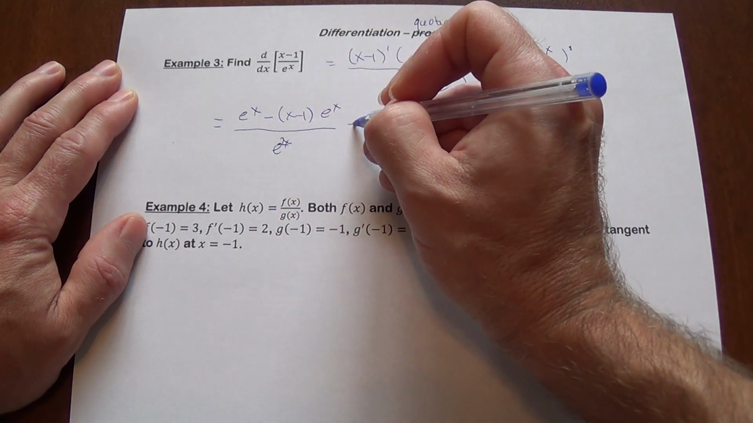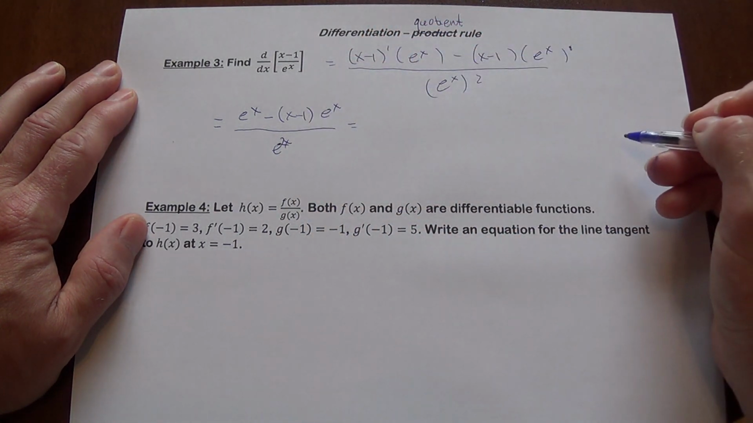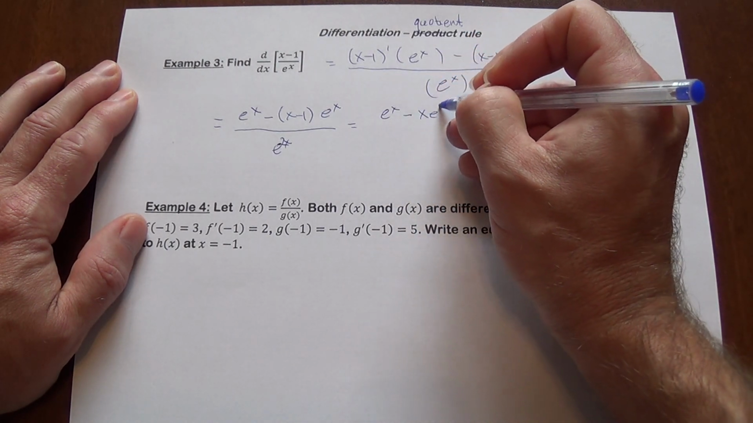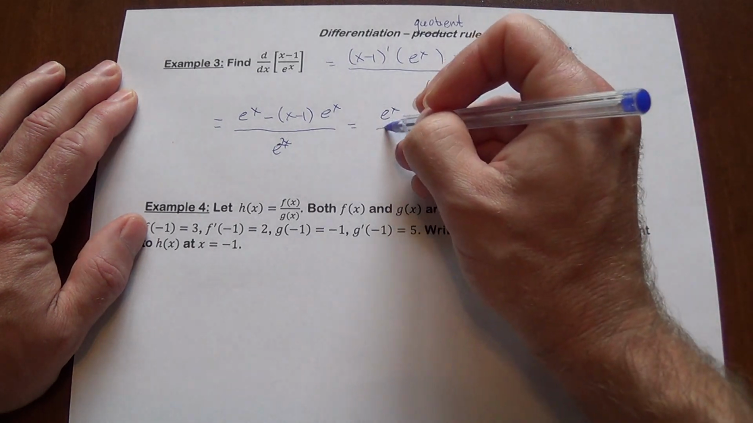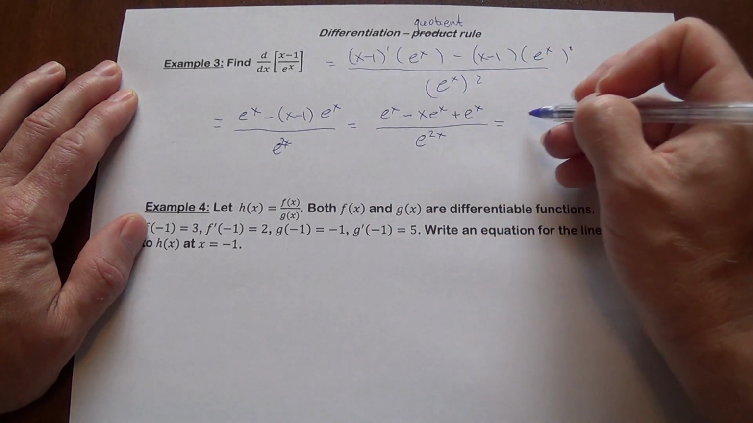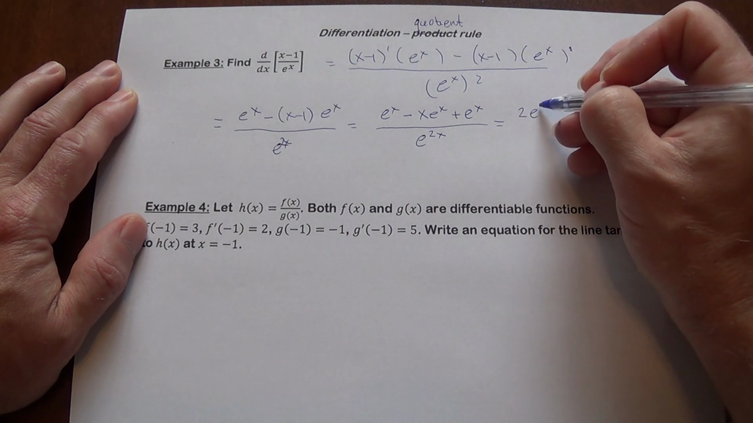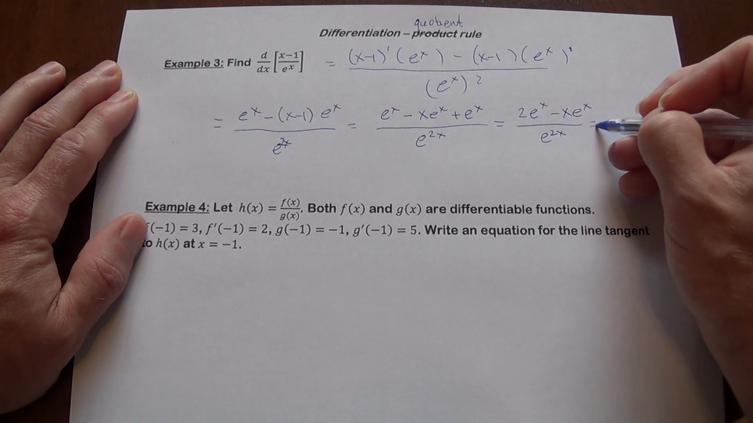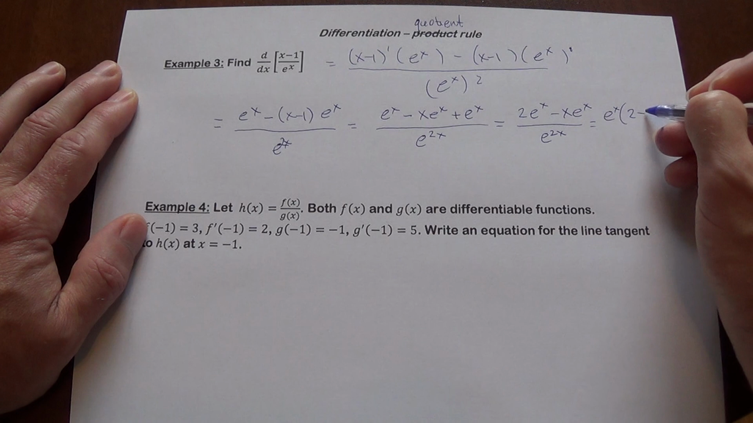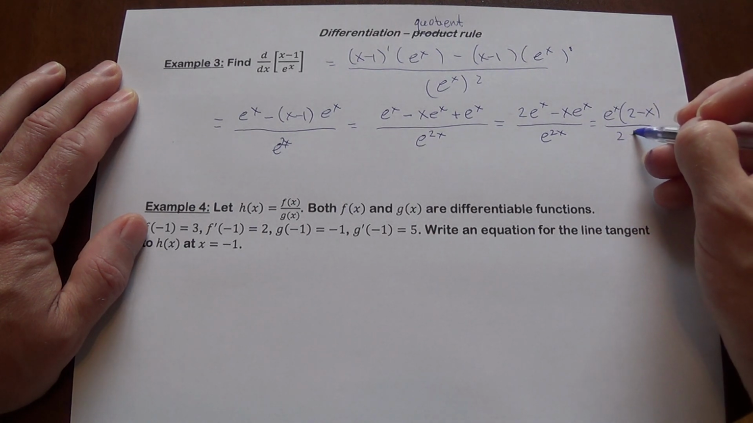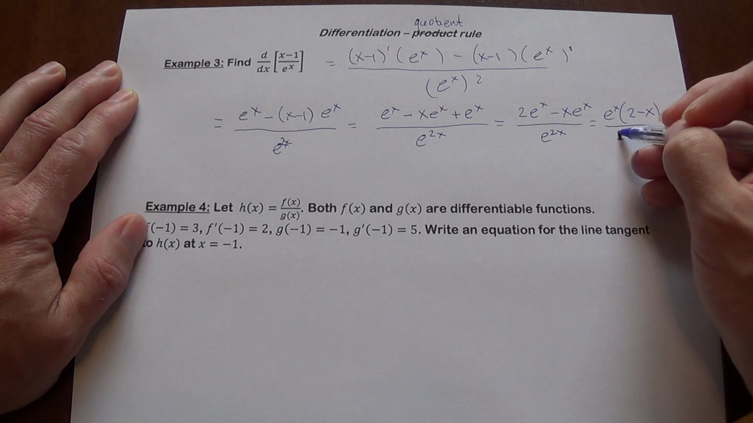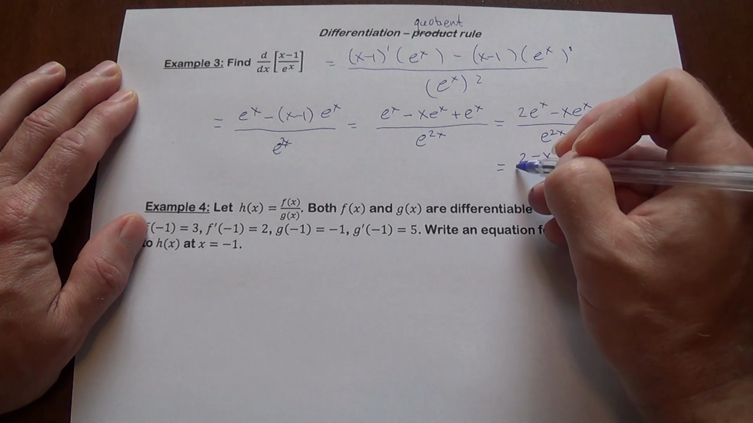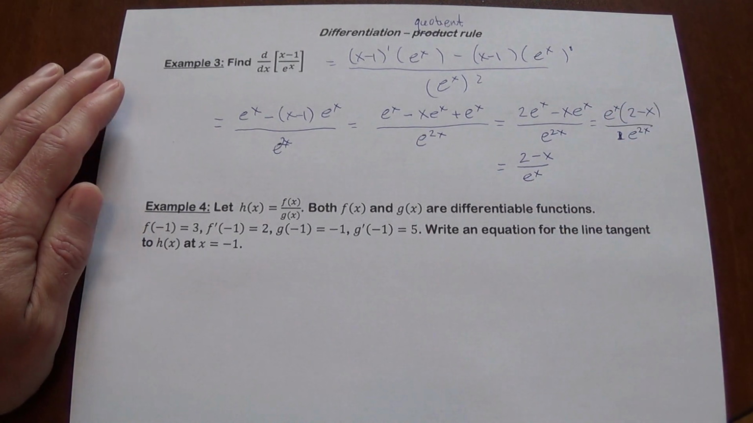E to the 2x is going to give us, and you can probably leave it like that, or you can simplify it: e to the x minus x e to the x plus e to the x over e to the 2x. Simplified, it's 2e to the x minus x e to the x over e to the 2x. If you factor out e to the x, we can simplify that, and it's going to be 2 minus x all over e to the x.